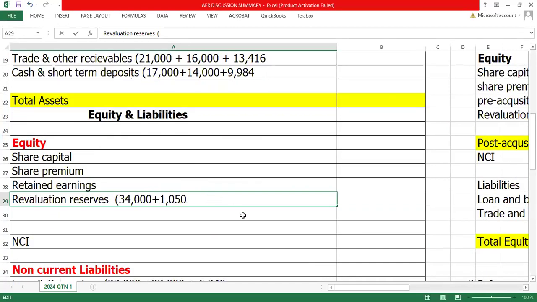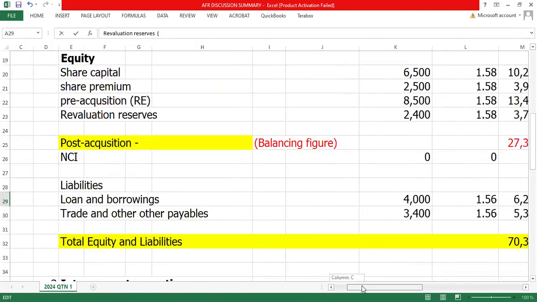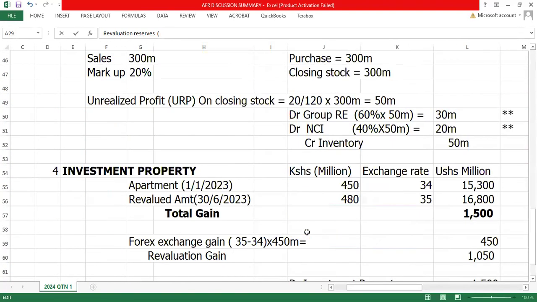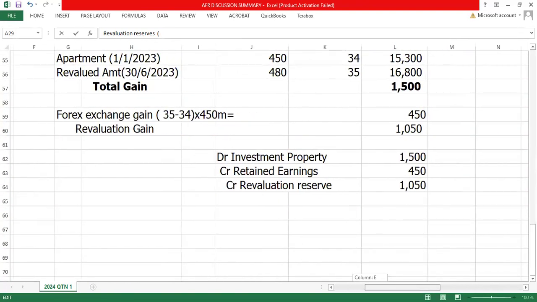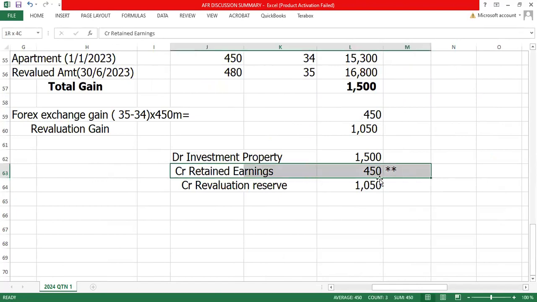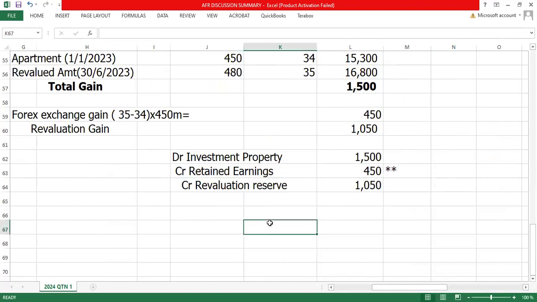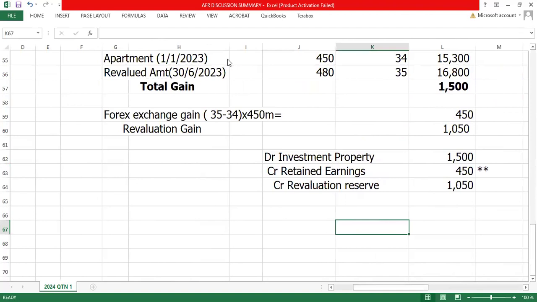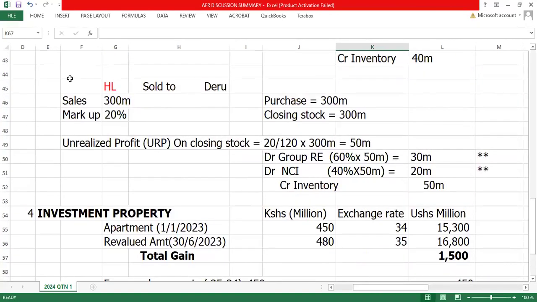1050. Okay. Then what else do we have? Let me see. For retained earning, we are going to do the working. This one we are going to do a note. And you're done with that transaction. Any question? No. Go ahead.